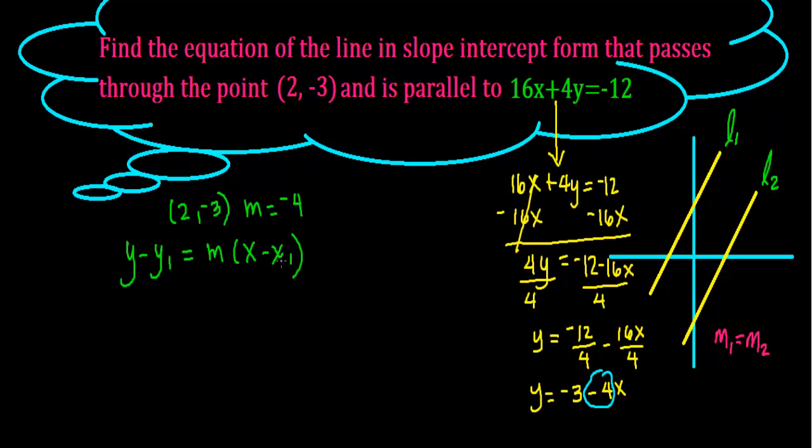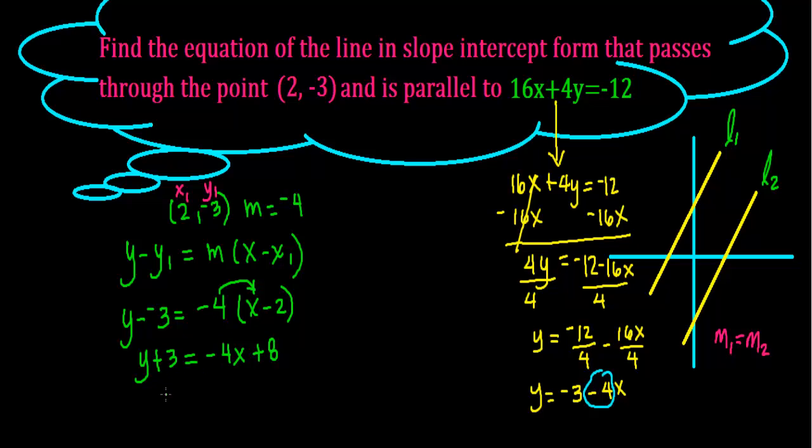y1 and x1 are these points here. I can label them x sub 1, y sub 1, and I fill in this equation. y minus -3 is equal to -4, for m, times x minus x1, which is 2. y minus -3 is the same thing as y plus 3. And then I distribute: -4 times x is -4x, -4 times -2 makes +8.